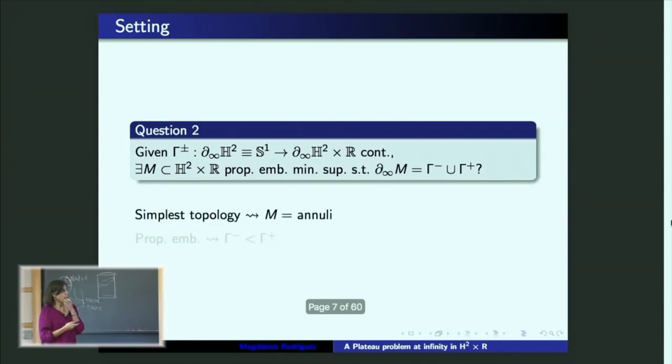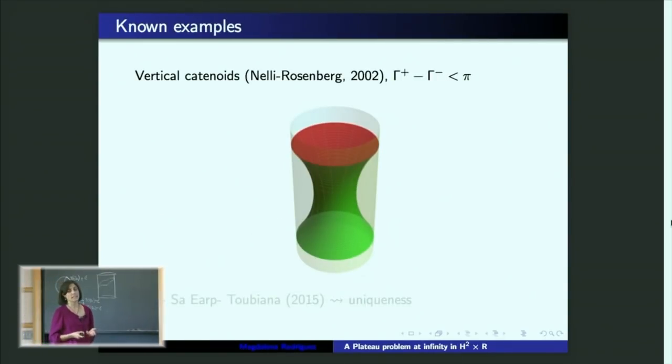To simplify things, we start by considering annuli. We prescribe this topology. And since we want to have something embedded, we assume that the curves are one below the other. The motivation for that, the prototype we have, are the catenoids.